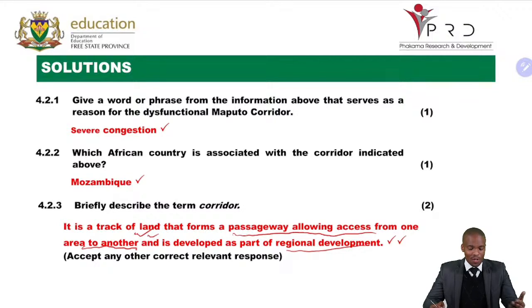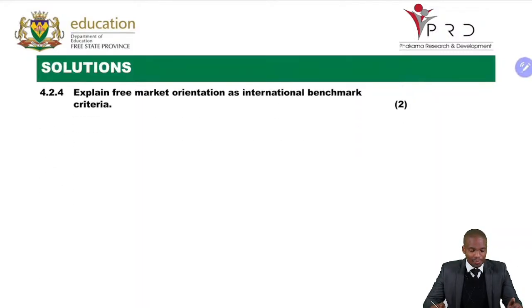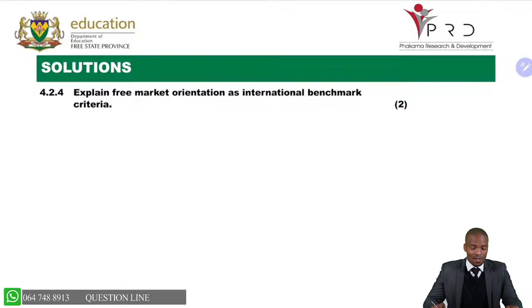Okay, we'll look at question number 4, which is 4.2.4. It was saying, explain free market orientation as international benchmark criteria. Or they would also say as the best practice for regional development. So when you are looking at this grade 12, I mentioned that these best practices, we know that there are 8 of them. Know them collectively and also know them individually, and be able to compare those.